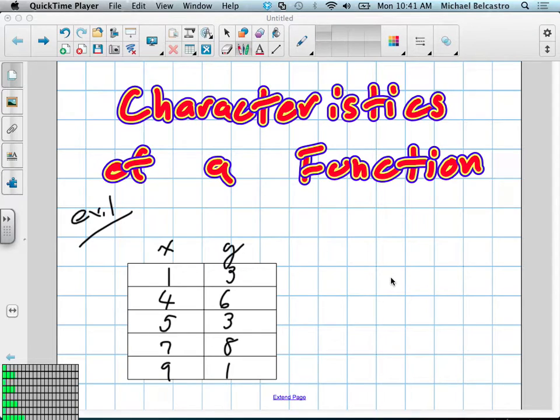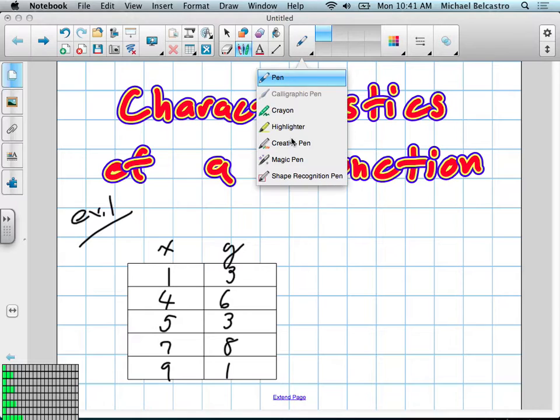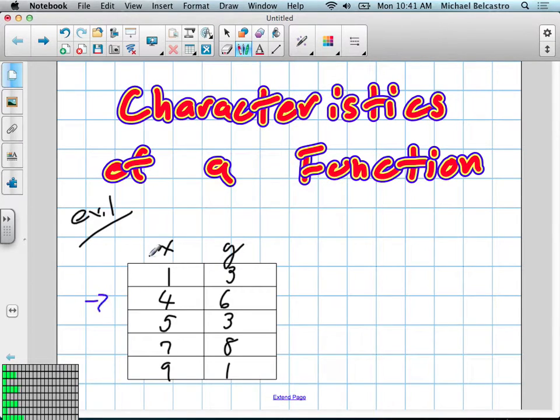Okay, so we're going to go over characteristics of a function. They've given us a chart here. This chart consists of our x values and our y values. Now normally, we're on a Cartesian plane, so when we make our graph, our x and our y are written like this, and our x is our independent variable.